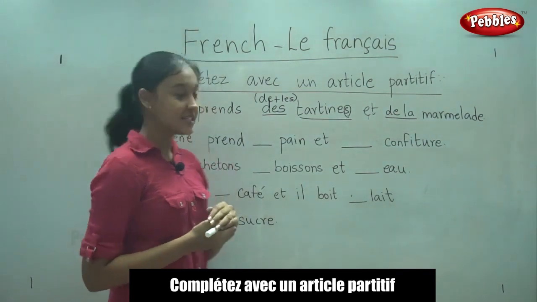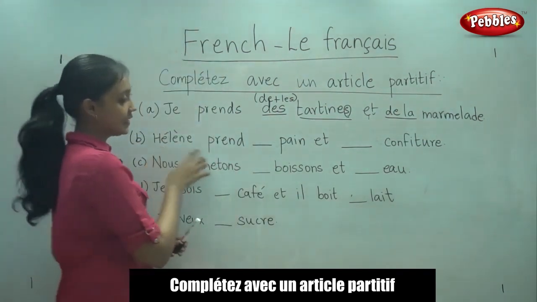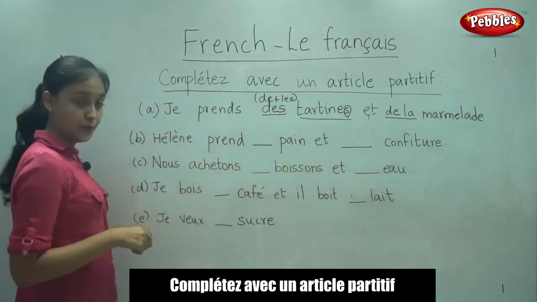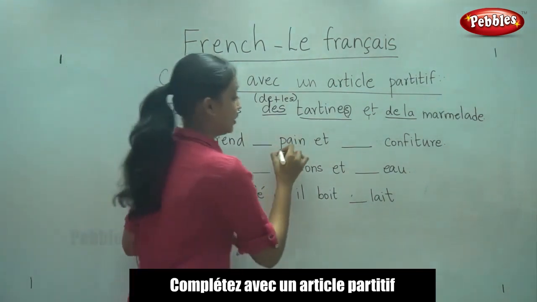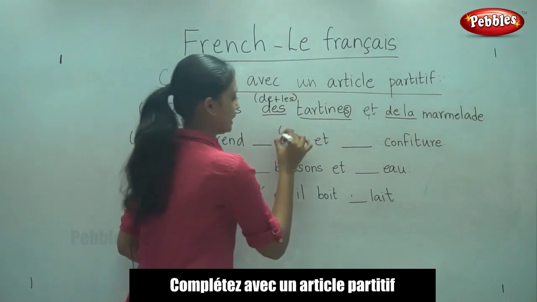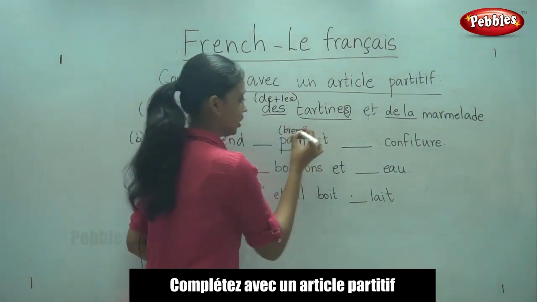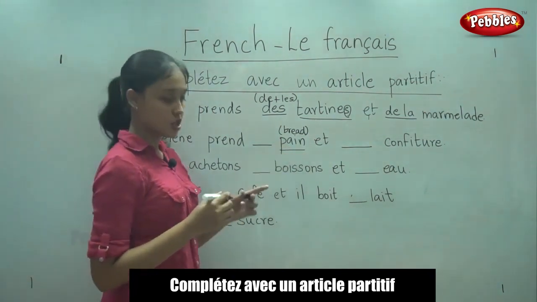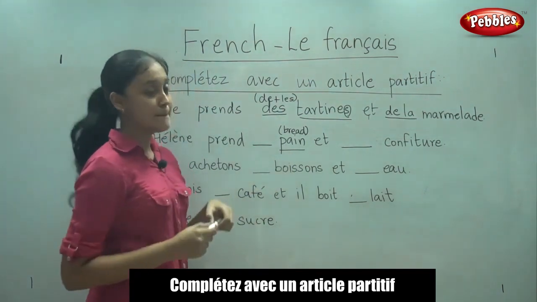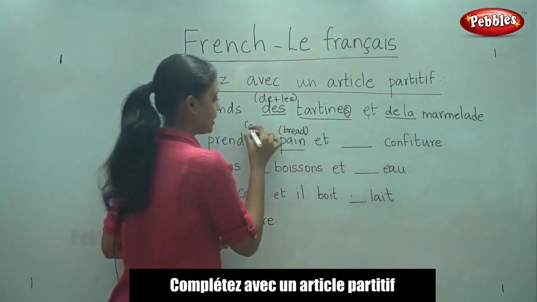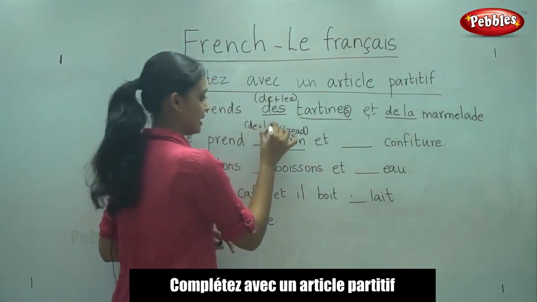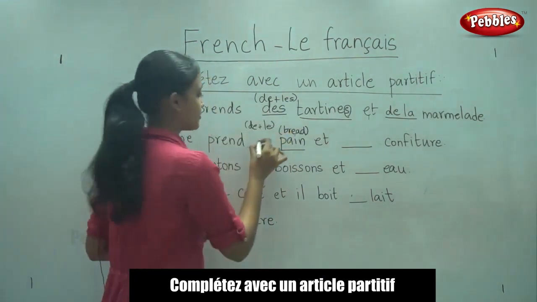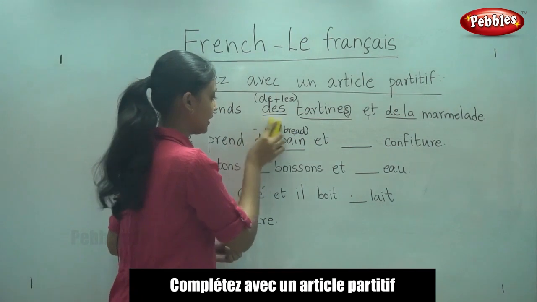Shall we move on to the next sentence? The next sentence. "Il prend dash pain et dash confiture." Now, the noun here is pain. What does pain mean? It means bread. Okay. So this is in the singular form. It is not in the plural form. So it is singular and it is masculine. So for masculine singular, it is de plus le, and de plus le gives you du. So it is very easy. You just have to look at the noun.